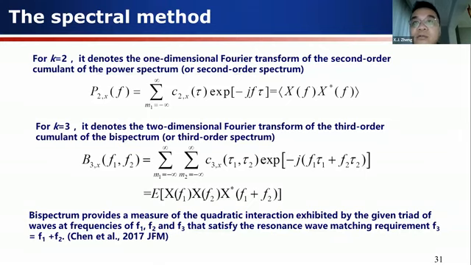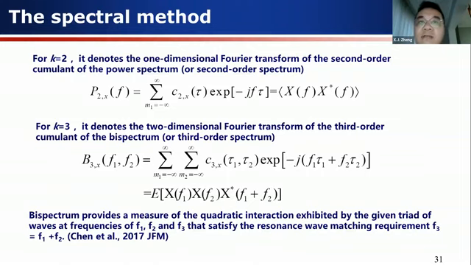When k equals 3, we can obtain the bispectrum, which provides a measure of the quadratic interaction exhibited by the given triad of waves at frequencies f1, f2, and f3 that satisfy the resonance wave matching requirements. That is, f3 equals f1 plus f2.